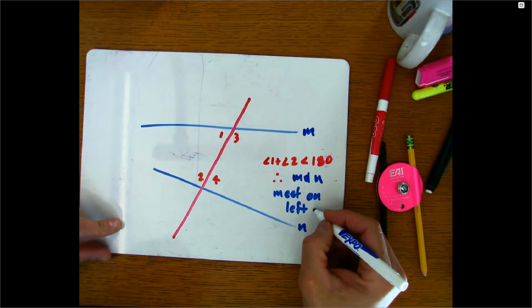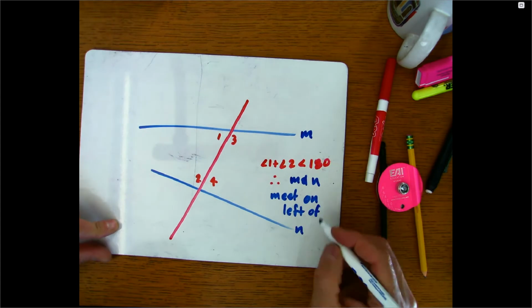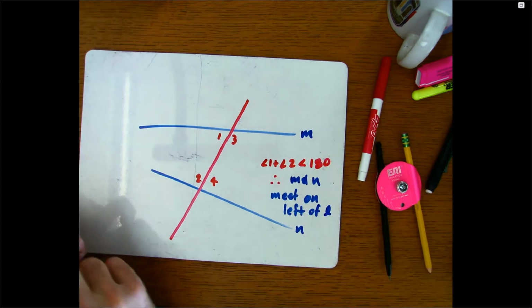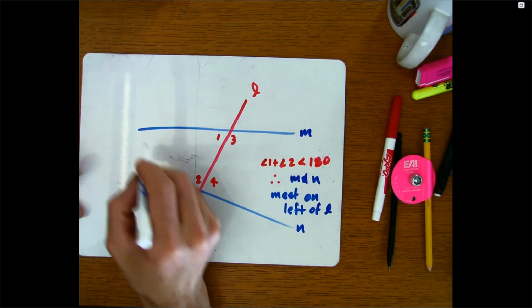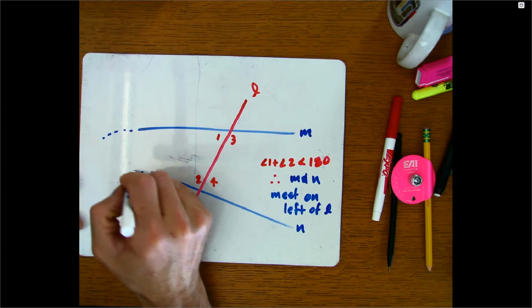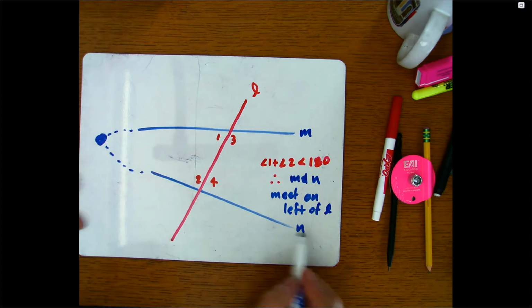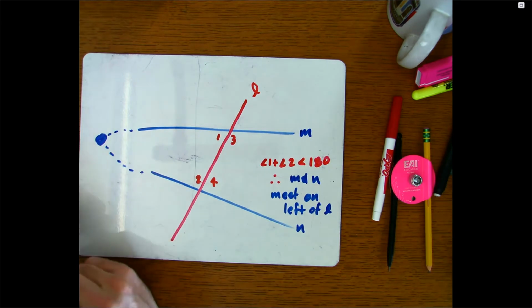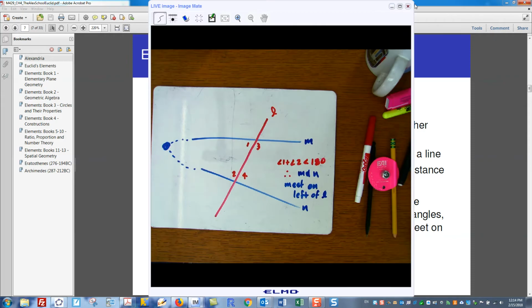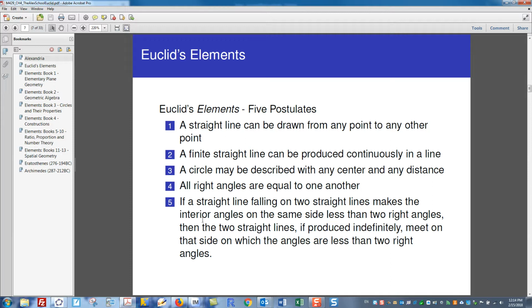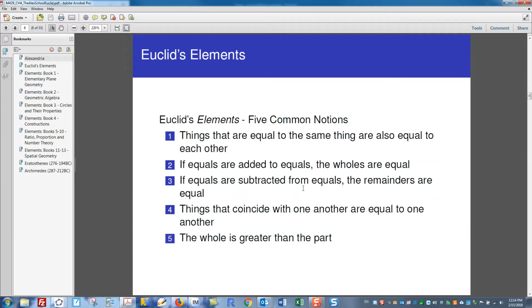I guess, what do I mean by that? Left of this line, let's call it L. So I guess what we're really saying is that somewhere out here there's got to be a spot where these 2 lines are going to meet if they were produced indefinitely. So that's the idea of the 5th postulate. And the 5th postulate, of course, is called the parallel postulate because our notion of parallelness flows from that 5th postulate, at least parallelness in the plane.